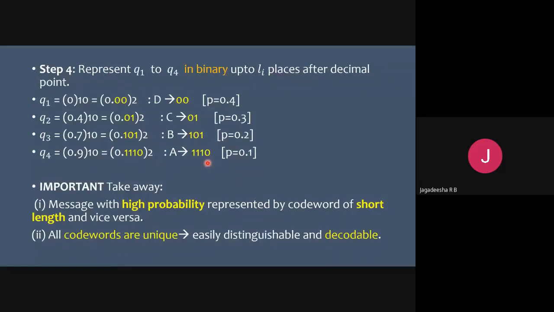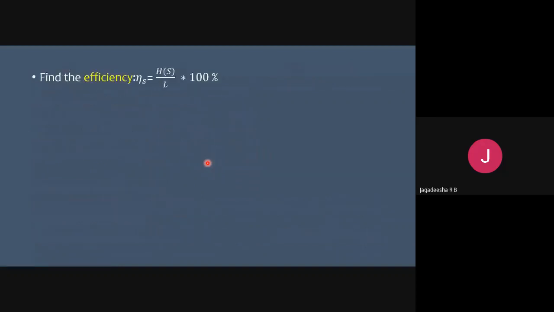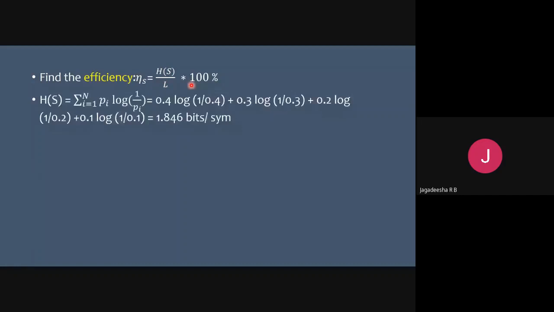Okay, this is the final step of this algorithm. So we also have to find out the efficiency. Quickly we'll find out the efficiency. The efficiency of this algorithm is given by eta s, which is nothing but H of S, that is entropy, divided by the length of the code, multiplied by 100. This is the equation to find out the efficiency. So you know how to find out H of S, entropy, right? Pi log 1 by pi. This you have to compute for all the n symbols.